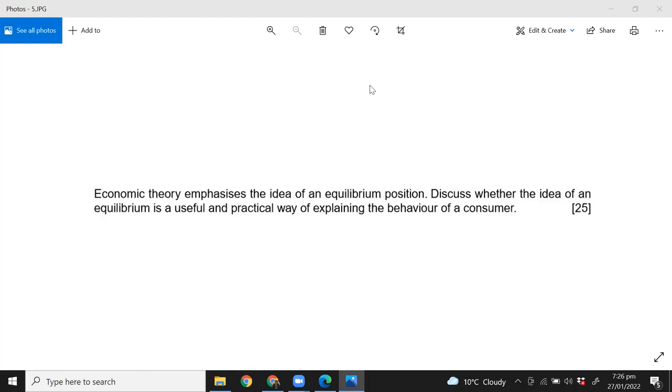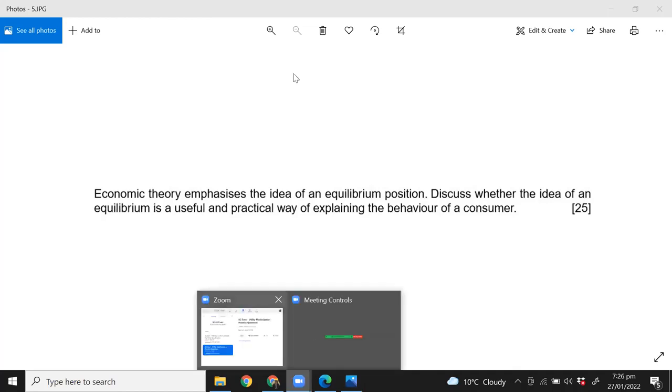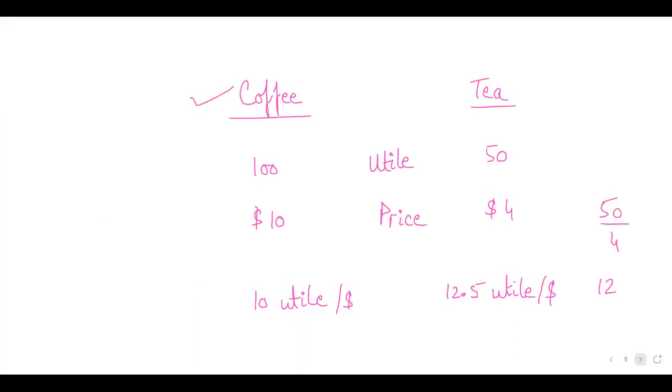What you will write in this question, let me explain step by step. So consumer theory emphasizes the idea of an equilibrium position. Discuss whether the idea of an equilibrium is a useful and practical way of explaining the behavior of a consumer. First of all, you will explain what this consumer equilibrium is. Since this is for 25 marks, you will explain in detail what the consumer equilibrium model is.